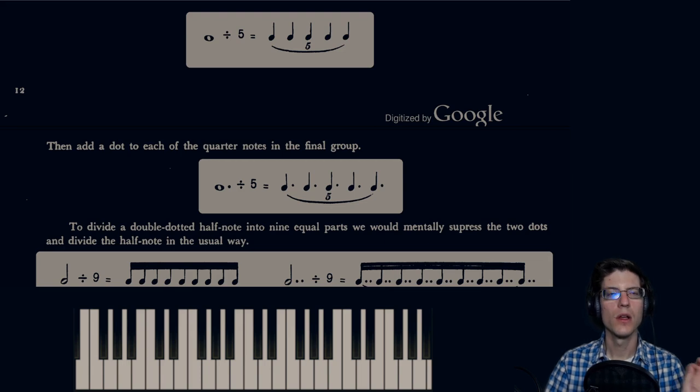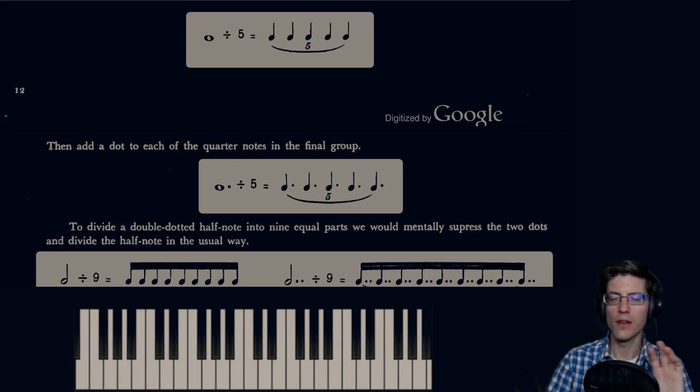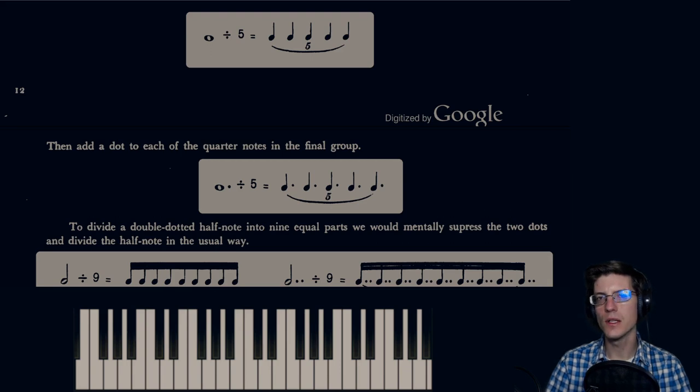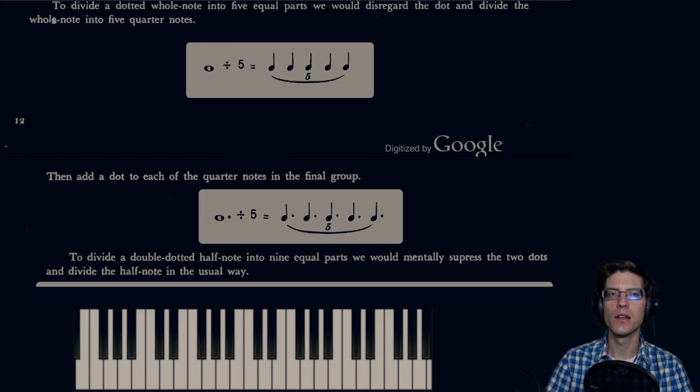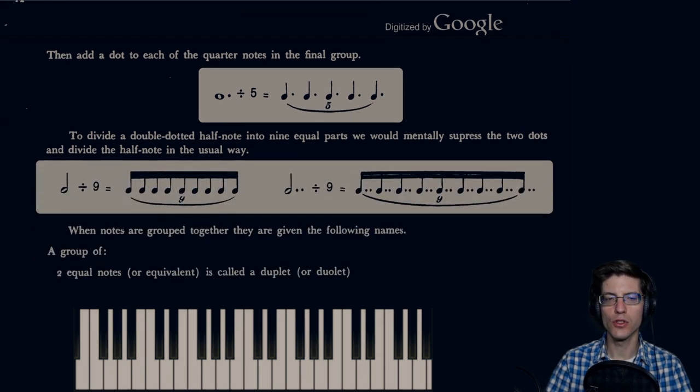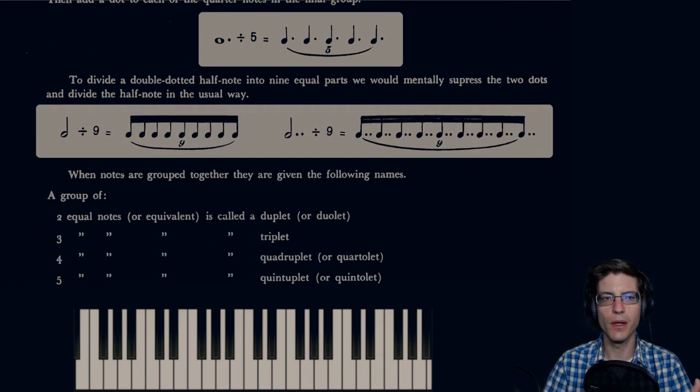All you have to do is jump down to simple time. So if you're in compound time and you're trying to do artificial division, jump down to simple time, turn the dotted whole note into a regular whole note, figure out what the artificial division is, and then simply add a dot. And now you have your compound time that has been converted into an artificial division of compound time.